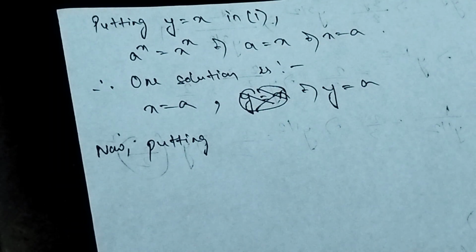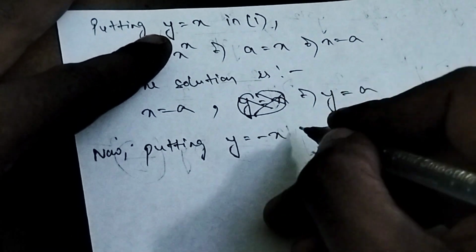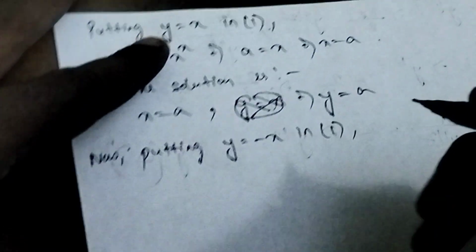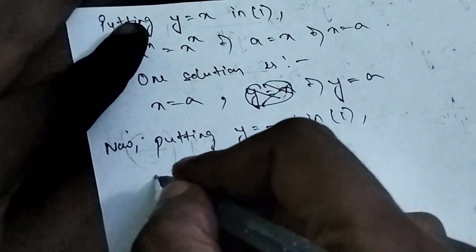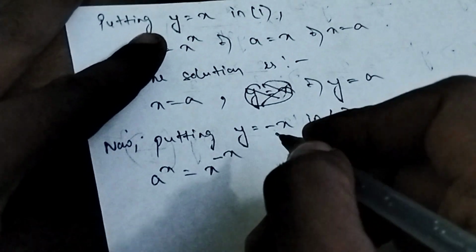So now we'll put y is equal to minus x in 1. If we put minus x, it would be a to the power x is equal to x to the power minus x.